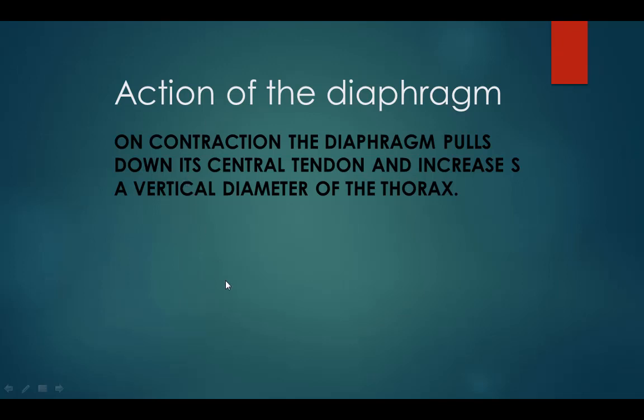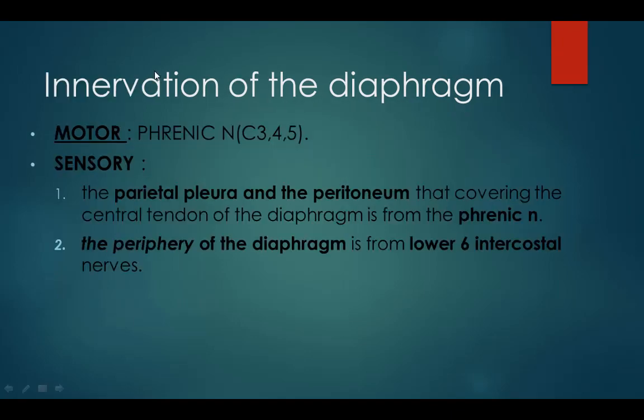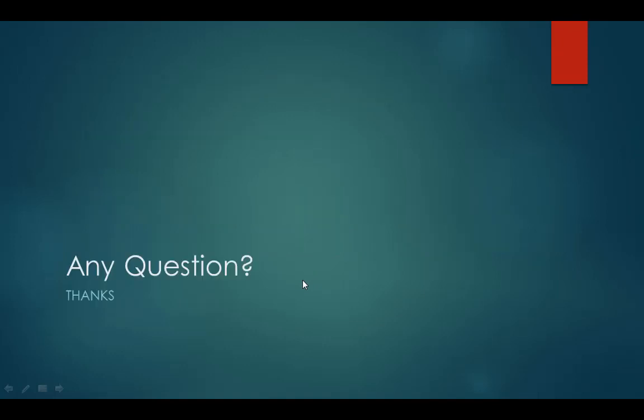The action of the diaphragm is contraction, which pulls down its central tendon and increases the vertical diameter of the thorax. The motor supply is from the phrenic nerve, which comes from the C3, C4, C5 nerve roots. The sensory innervation of the parietal pleura and the peritoneum covering the central tendon of the diaphragm is from the phrenic nerve. The periphery of the diaphragm is supplied by the lower 6 intercostal nerves. Thank you.